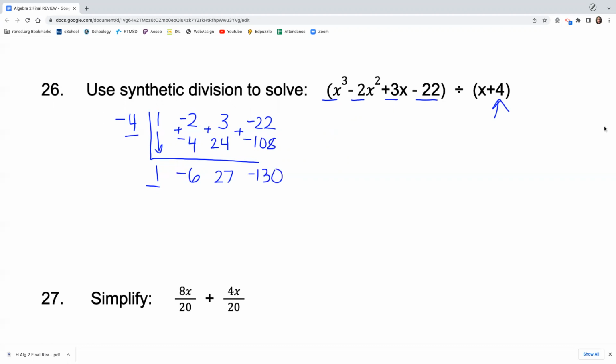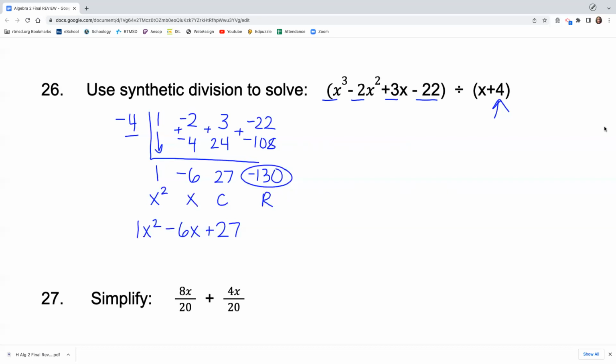When you have these answers, you then have to interpret them correctly. The number all the way to your right is always the remainder. The number to the left of the most right number is always the constant. Then it's x to the first power, then it's x to the second power, then it continues on if you have more numbers left. So our answer will be 1x to the second power minus 6x plus a constant of 27, but there is a remainder here.